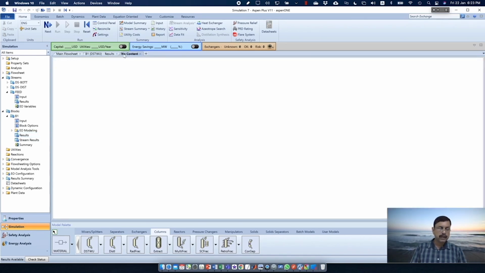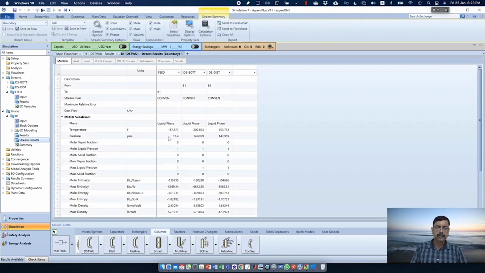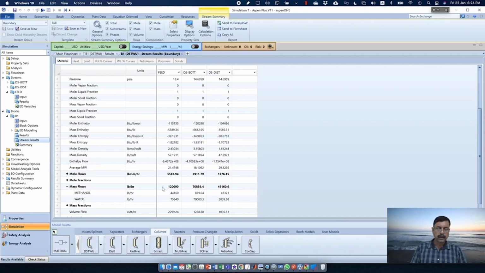Now let us see the stream results. So these are the stream results. This is the bottom product and this is the distillate product. Here you can see the total mass flow rate is 1200. In the distillate we have 49,160, the rest is going to the bottom. Now the methanol content is 43,321 in the distillate. Only 839 goes to the bottom. Whereas water, out of 75,840 pounds per hour, 70,000 goes to the bottom. Only 5,839 goes at the top. So this information will be required for us in further calculation.